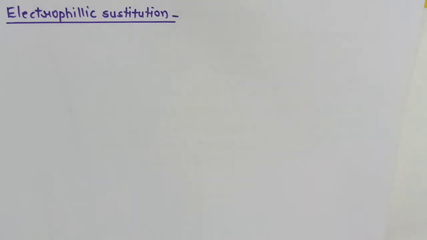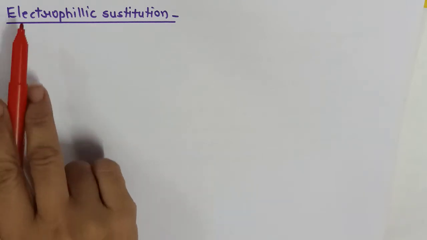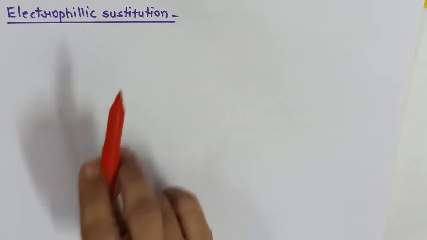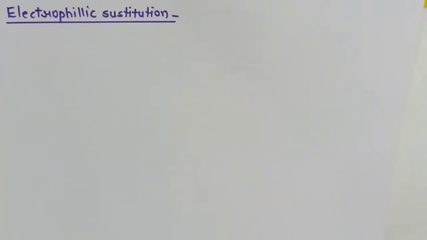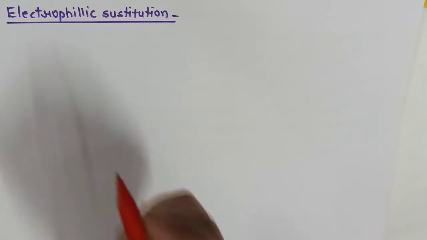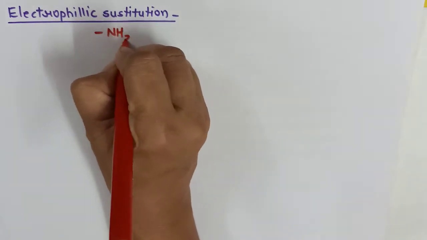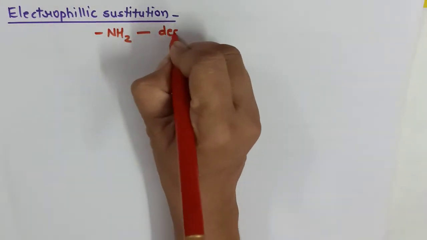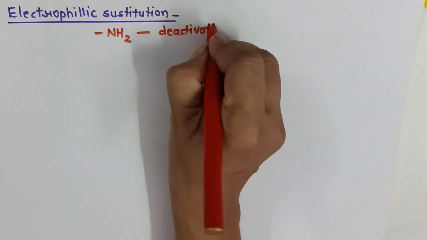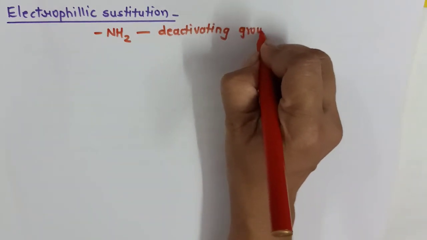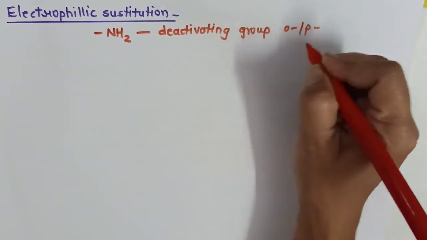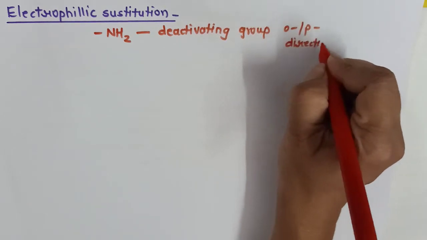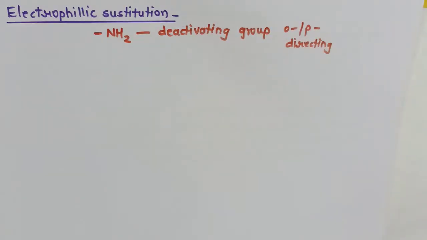Hello dear students. In our last part of video, we have discussed chemical properties of aliphatic amines. Today we are going to study electrophilic substitution. That means today we are going to study chemical properties of aromatic amines. All of us know from our basic knowledge that NH2 group is a strongly activating group, and therefore it is an ortho-para directing group. So all the products will be directed, or the incoming electrophile will be directed, towards ortho or para position.